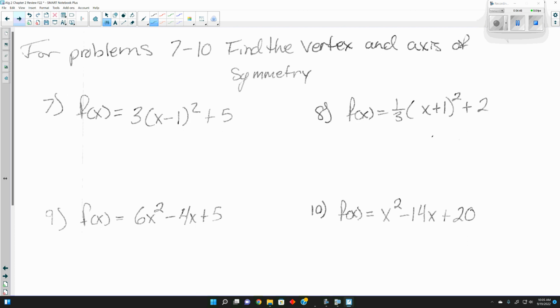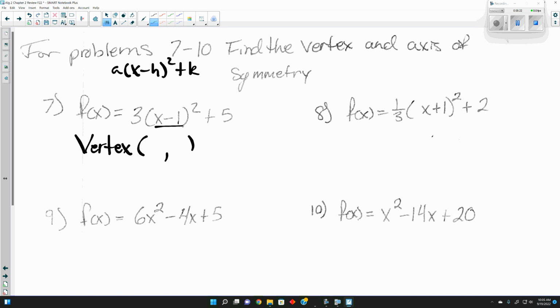7 through 10, find the vertex and axis of symmetry. Do we want to look at 7 or 8? Because these are actually both the same deal. Both of these are in the vertex form, which is a times x minus h squared plus k. And the vertex is the point h comma k. H is inside the parentheses and k is outside.